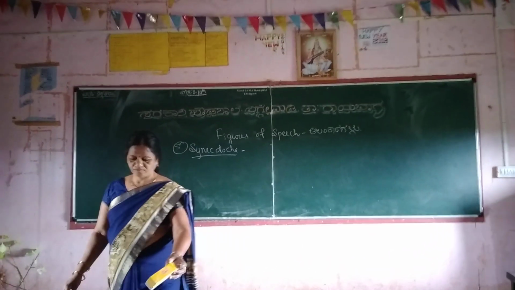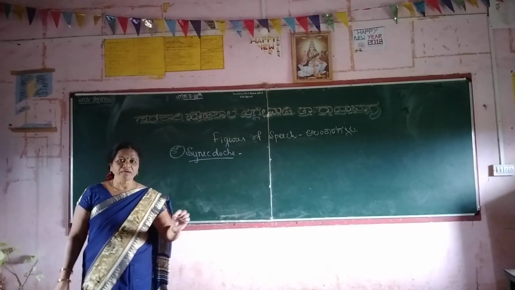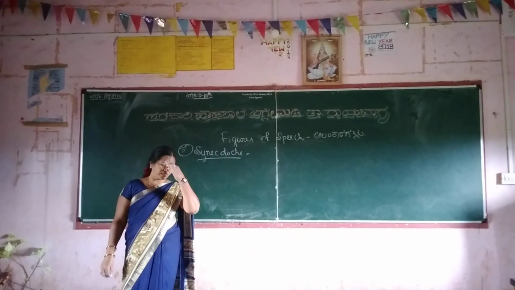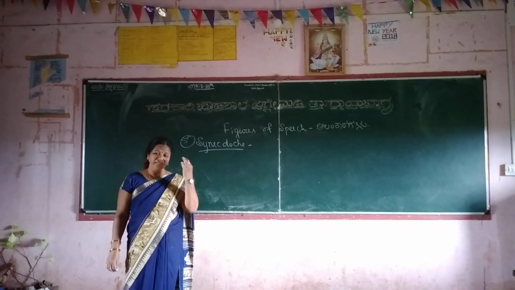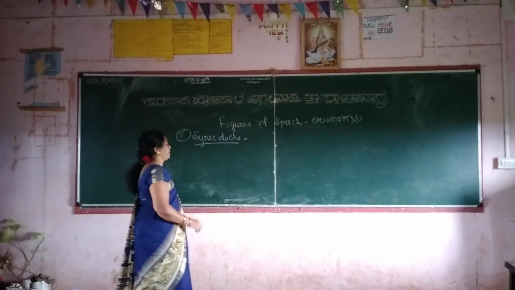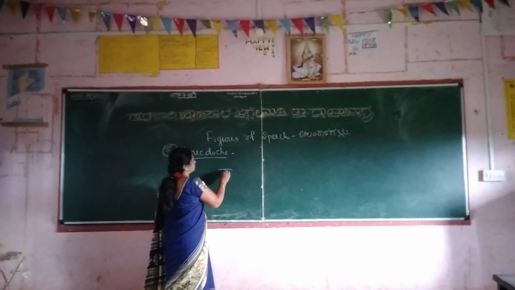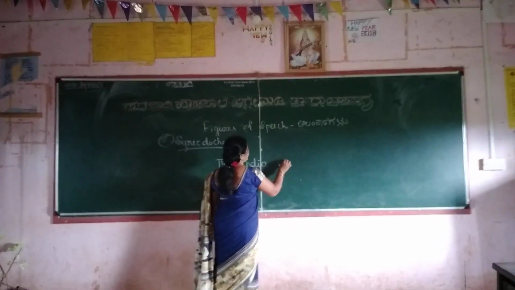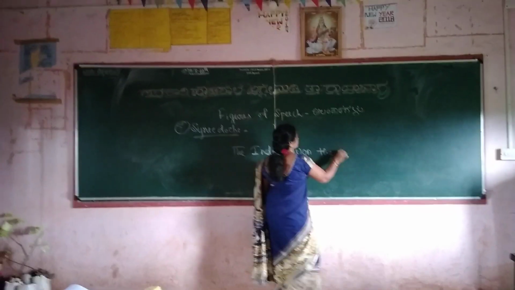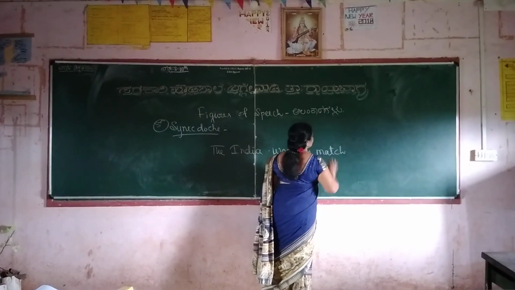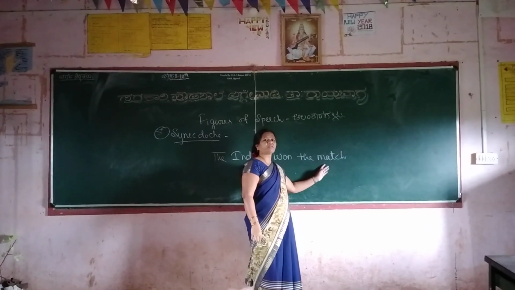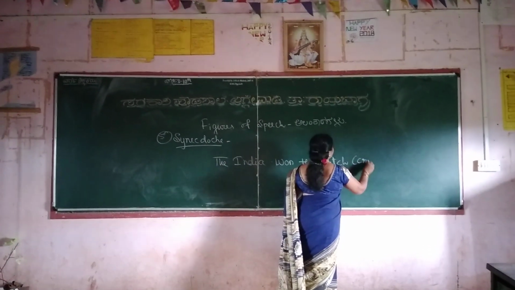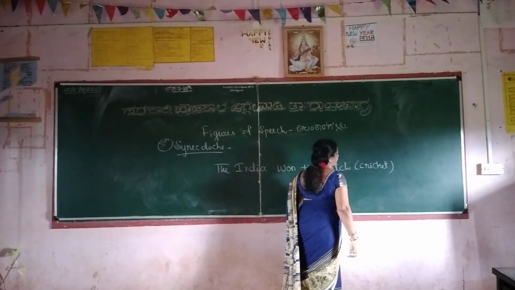Now see. Where the part is used as the whole or where the whole is used as the part, that type of figure of speech is called synecdoche. Means, for example, one example I give you: India won the match. Won the match, whether it may be cricket or hockey or some other game. Now take for example it is cricket. How many players are there in a cricket team?